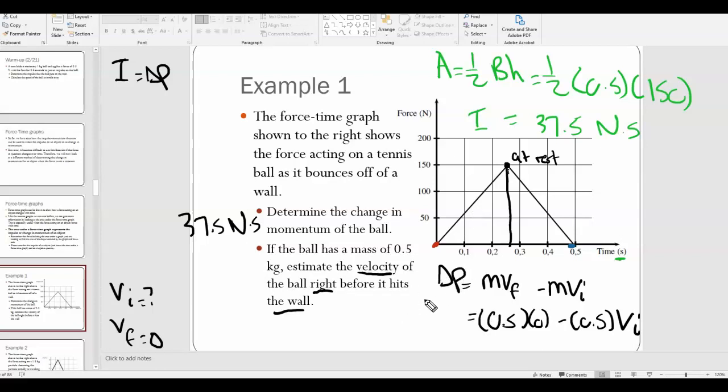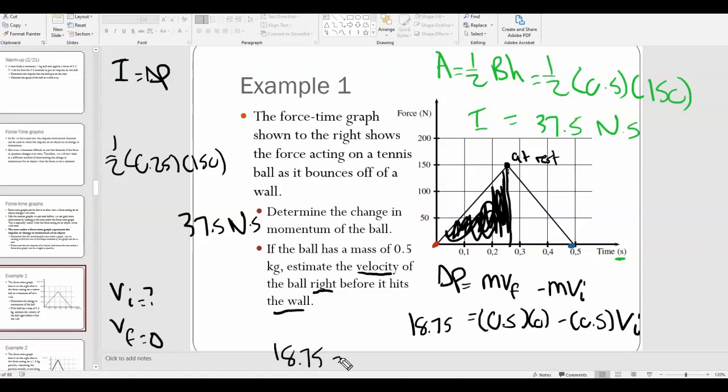On the left side, that should equal the area of this triangle right here, the first half of that triangle, which coincidentally would be half of the area I found before. In other words, it would be 1/2 times 0.25 times 150, which is going to end up being the same as half of 37.5, which is 18.75. And so on the left side, the area under the graph represents the change in momentum, and that area is 18.75. And so I can use that to solve for v_i.